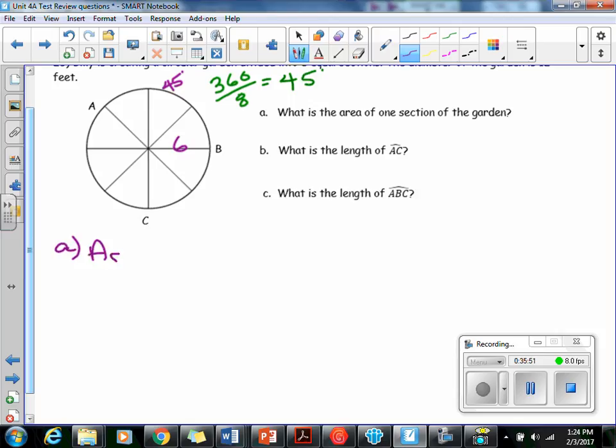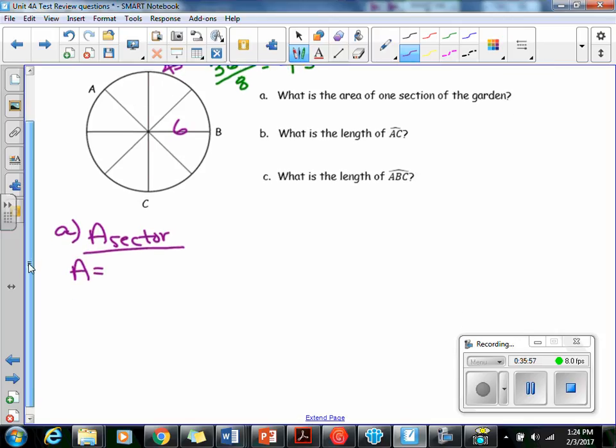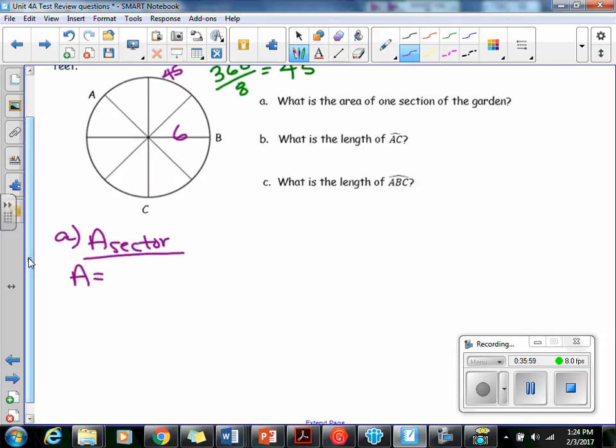Wait, what do you have? Oh, it's 45. Okay, wait. What's the formula? Pi r squared times m divided by 360. m over 360. So we did m, which is the measure of your arc, divided by 360 times pi times your radius squared.